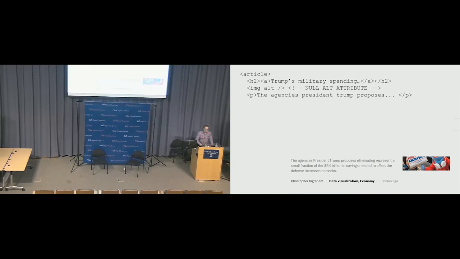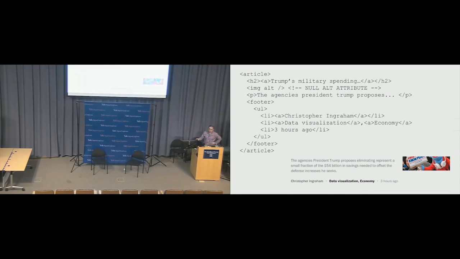I might have the blurb below the heading be a P tag. I might want to create a footer element to hold who the author is, what the tags are, and when it was published. So I have a footer. Within the footer, I have an unordered list. Within that list, I put the name of the author, the tag names, and when it was published. And this is the snippet that, as a developer, I would create before I even started developing.